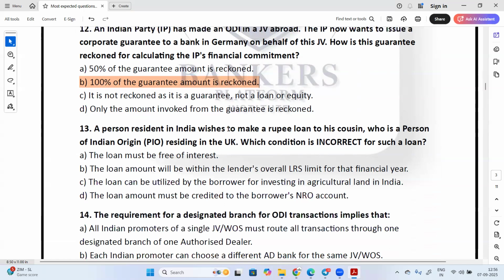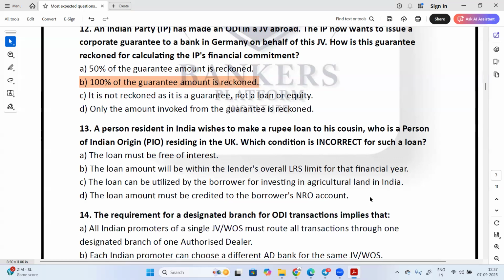A person resident in India wishes to make a rupee loan to his cousin, who is a person of Indian origin residing in the UK. Which condition is incorrect for such a loan? Let's see the options. First, the loan must be free of interest. The loan amount will be within the lender's overall LRS limit for that financial year. The loan can be utilized by the borrower for investing in agriculture land in India. The loan amount must be credited to the borrower's NRO account.